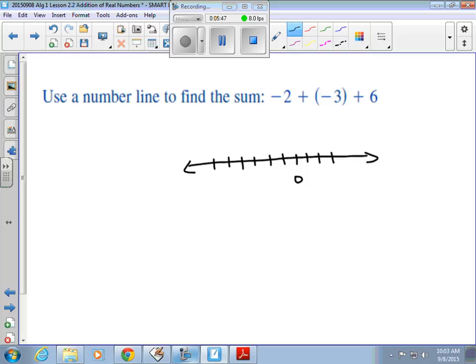Okay, so here's a basic looking number line right here. I didn't include any numbers, just 0. We need to make sure we can begin at -2. So at -1, -2, this spot right here. That's where it tells you to begin.